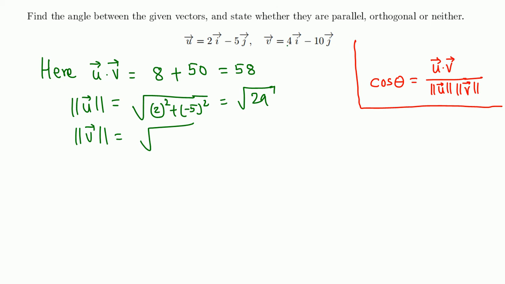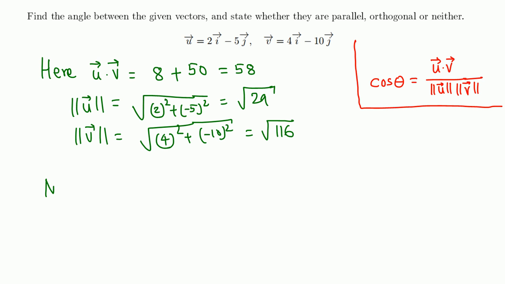Next, magnitude of v, which is the square root of 4 squared plus negative 10 squared, which is 16 plus negative 10 squared, 100. Negative squared is positive. 100 plus 16, 116.